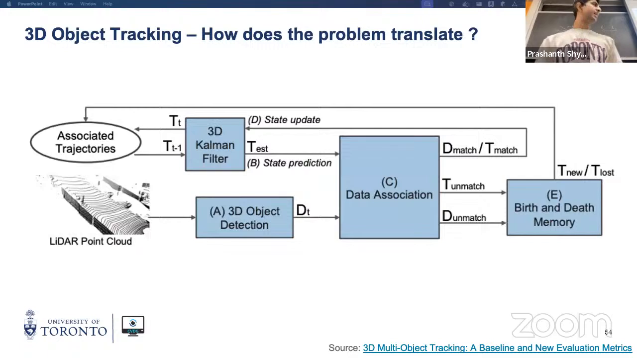It's the same pipeline. We have 3D object detection, get the 3D bounding boxes, have our Kalman filter get a prediction, associate those values, and then make new predictions. Then based on how long each track has been detected for, we either delete them or make new tracks.